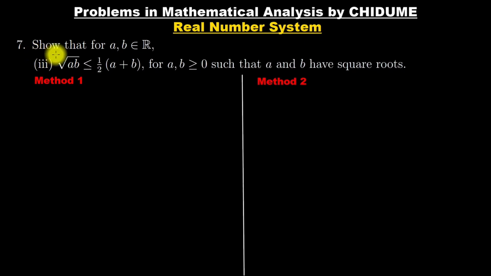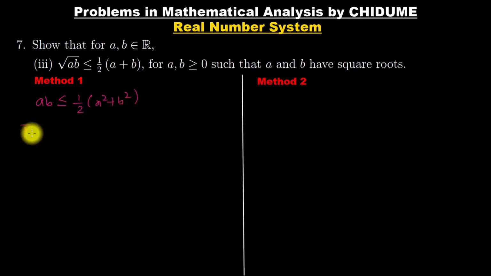In this question, we have to show that for a and b in the reals, the square root of ab is less or equals to 1 over 2 open bracket a plus b, taking a and b to be positive. Alright, so I'm going to do this using 2 different methods. The first one is kind of easier. You'll recall that we've actually proved that ab is less or equals to 1 over 2 open bracket a square plus b square.